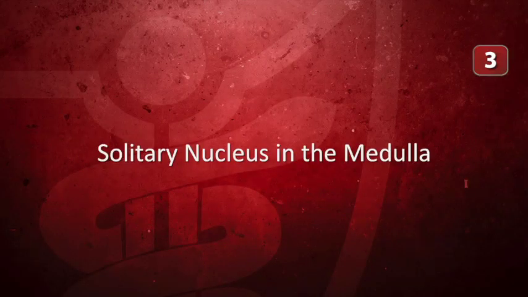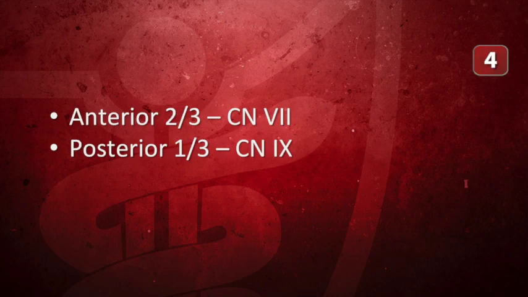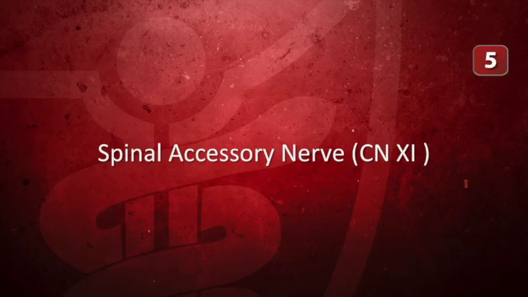Next, where is the nucleus of taste located in the brainstem? So that's going to be the solitary nucleus in the medulla. Next question, which cranial nerve provides taste for the following areas of the tongue? Anterior 2/3 is going to be cranial nerve 7. Posterior 1/3 is going to be cranial nerve 9. Next question. What cranial nerve is tested by asking a patient to shrug their shoulders against resistance? So this is going to be cranial nerve 11 or the spinal accessory nerve.